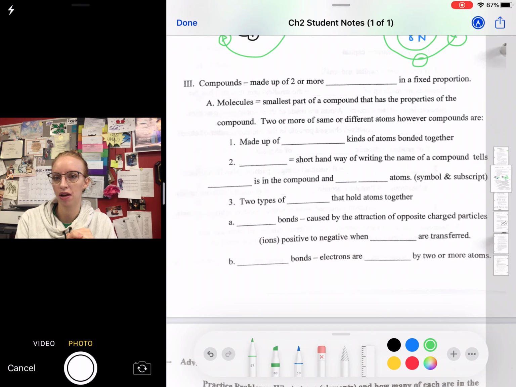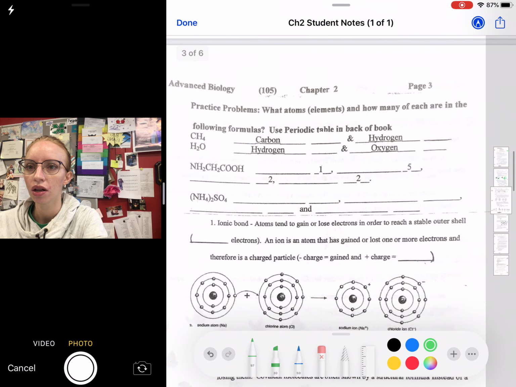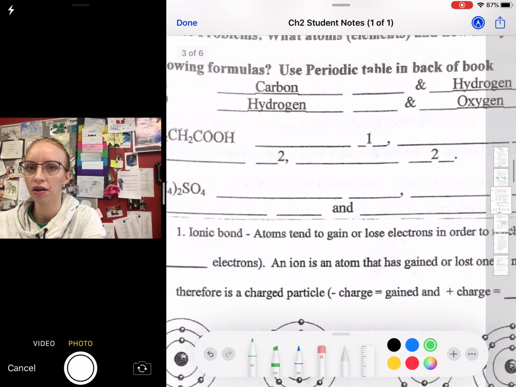So you could share electrons to fill an outer shell. So with O2, both oxygens are going to share 2 electrons so that their outer shells are full most of the time. So we have a couple of practice problems here. We'll look at the first one.